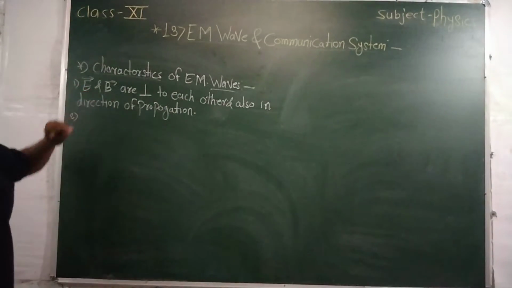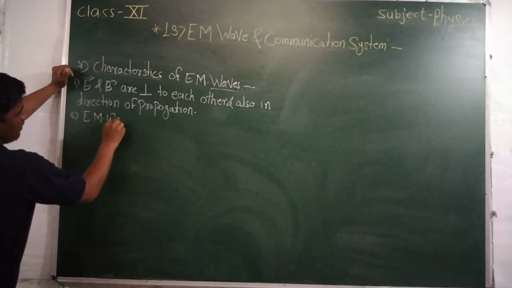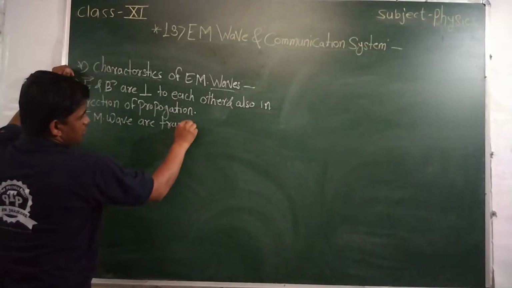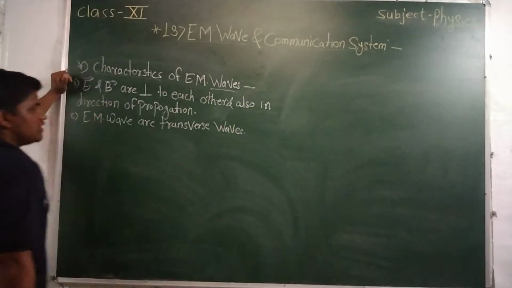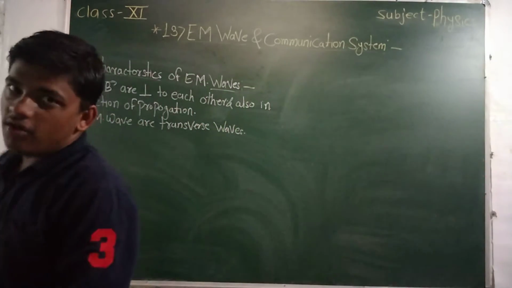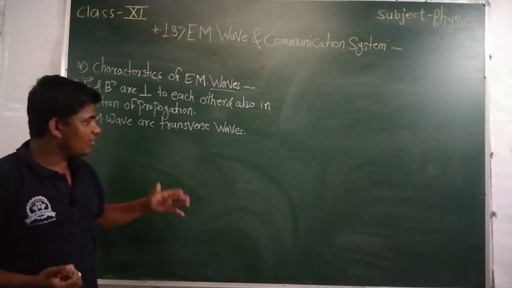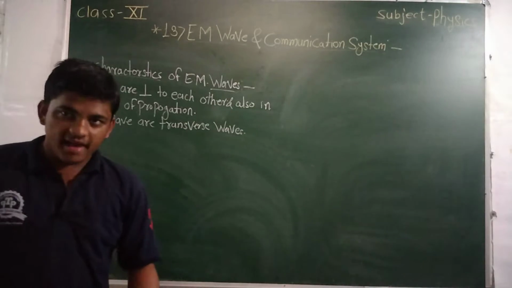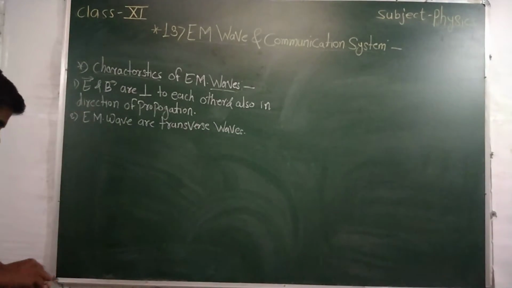Second characteristic: electromagnetic waves are transverse waves. Light waves are also transverse waves, and sound waves are longitudinal waves. Just revise this before we discuss the next topics. They are transverse waves. The cross product of the electric field and magnetic field gives the direction of propagation. This is important.